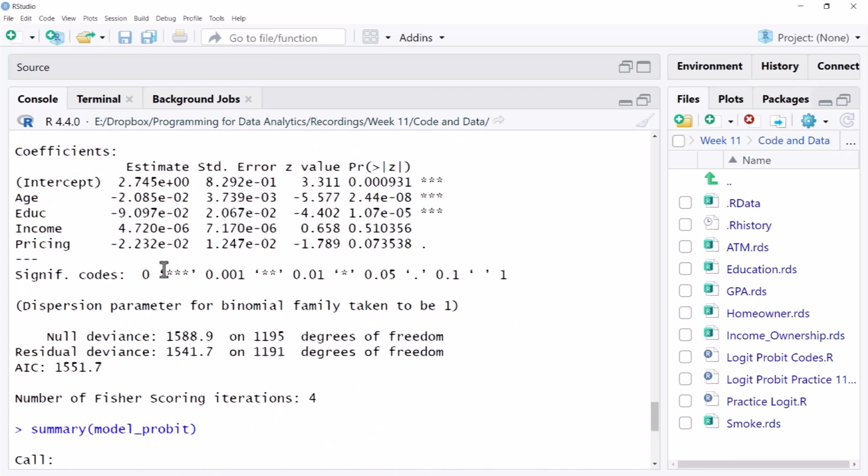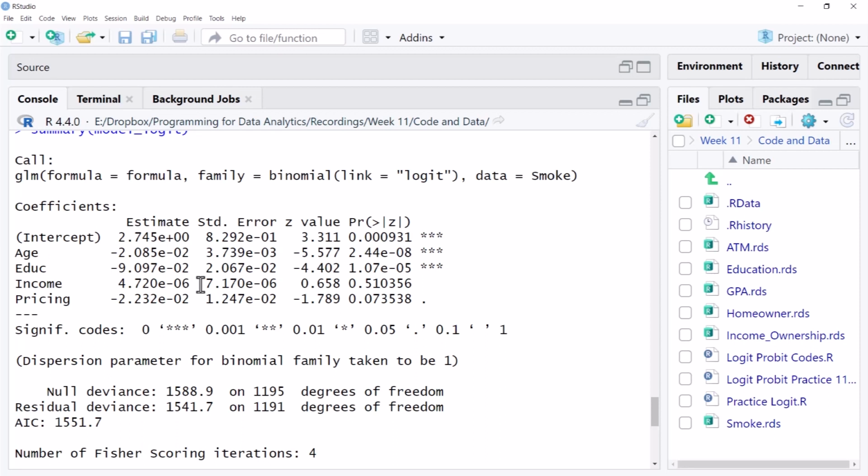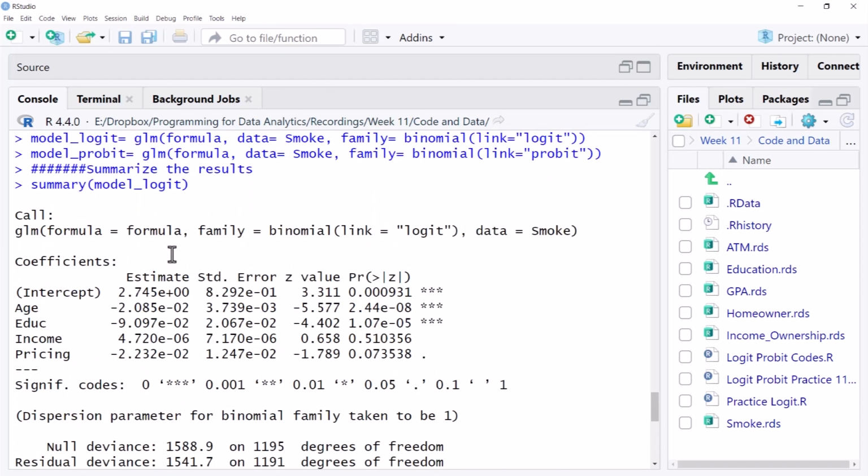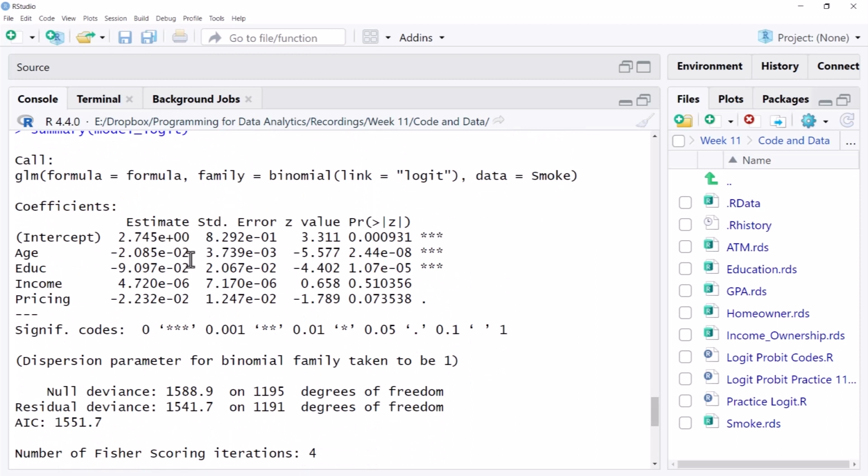So I'll interpret one of them. I'll interpret logit. Probit can be interpreted in a similar manner. In fact, they are quite similar. Only there's a minor difference in terms of coefficient. So let's interpret the logit model. Now please note here, these coefficients reflect the logit function. Here the estimated value function is logit.